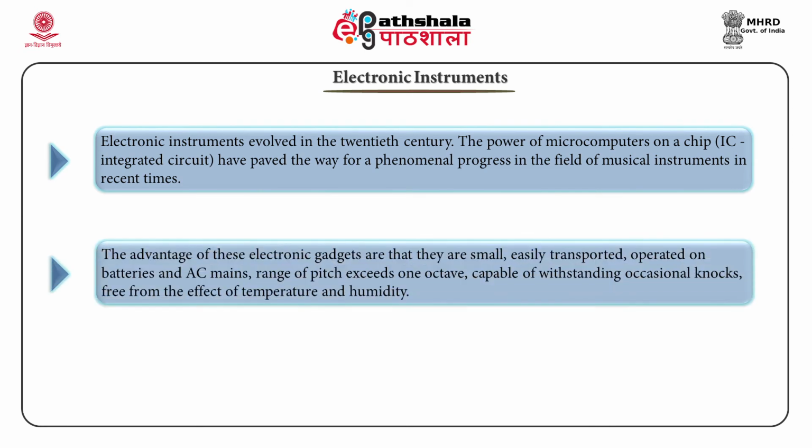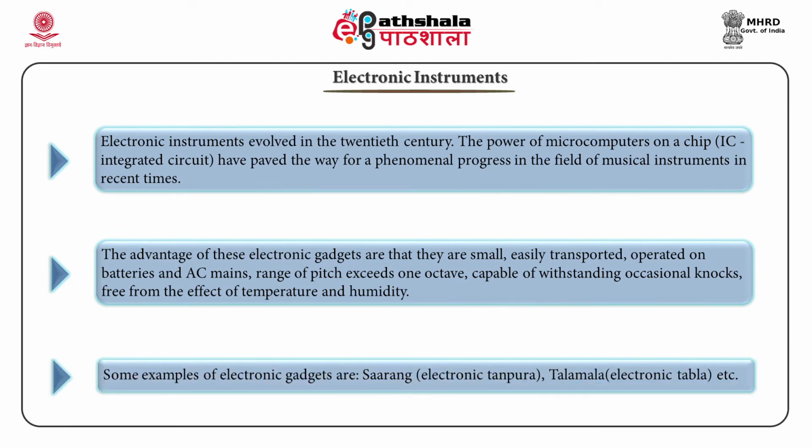The advantages of these electronic gadgets are that they are small, easily transported, operated on batteries and AC mains, their range of pitch exceeds 1 octave, and they are capable of withstanding occasional knocks and free from the effect of temperature and humidity. Some examples of electronic gadgets are the sarang, that is the electronic tanpura, and the talmala, that is the electronic tabla.